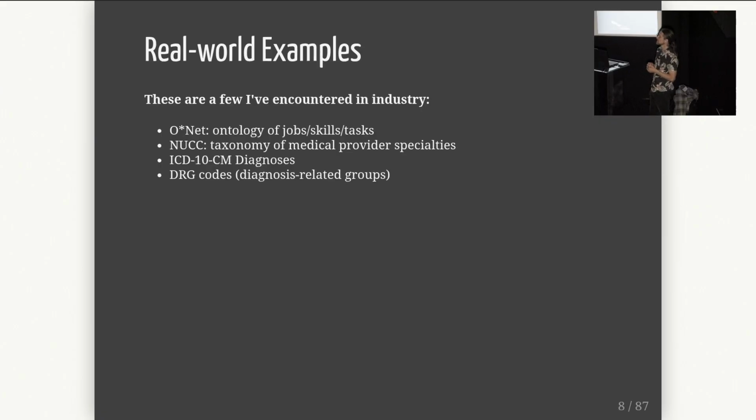Then the NUCC taxonomy is used in healthcare to classify medical providers into different types, and there are hundreds of those. ICD-10 diagnoses also, these last three are all healthcare things that I've come across, and that's also hierarchical. There's a root node for infectious diseases, under that each of those specific infectious diseases, and under that, specific complications that go with them. And then DRG codes, diagnosis-related groups, also medical, are used to group complex inpatient visits into billing categories basically, and there are hundreds of those.